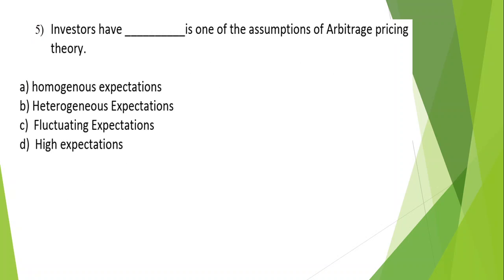Similarly, we have one more question. Investors have dash is one of the assumptions of arbitrage pricing theory. We have four options to fill in the blank. Option A, homogeneous expectations. Option B, heterogeneous expectations. Option C, fluctuating expectations. Option D, high expectations. Any guessing answer? Here the answer is option A, homogeneous expectations.